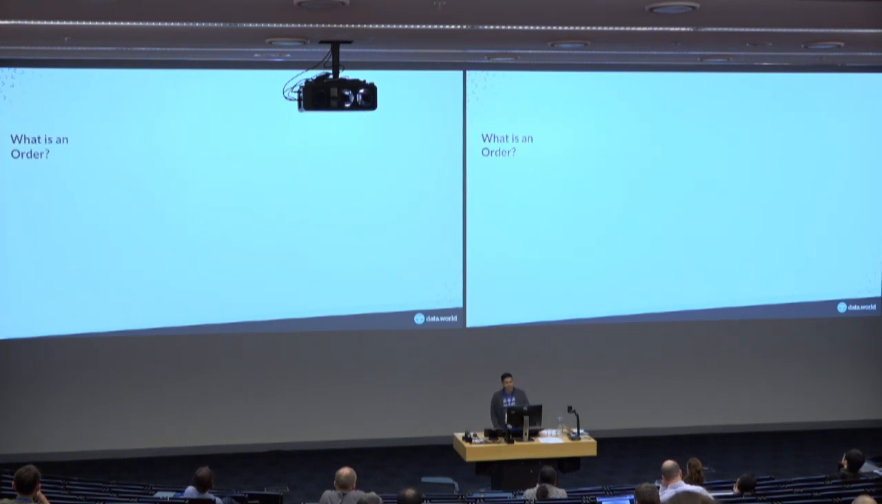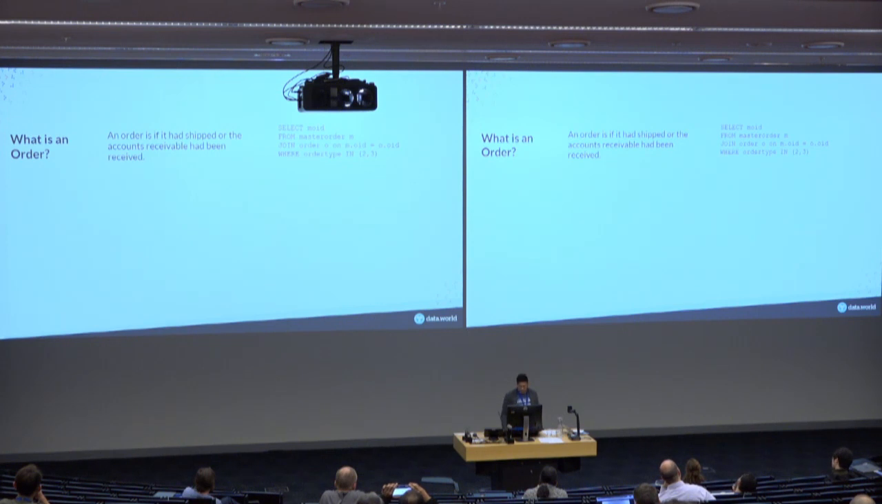So to give a little bit of detail, if we say, for example, what is an order? People can use the same word to mean three different things, but after discussions, you realize an order is if it has been shipped or you have accounts receivable. What does this mean in the data? It means this query. And note that it says 2 and 3. Yeah, you have to really go talk to people to figure that out.